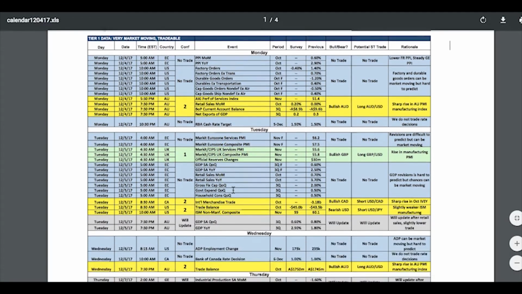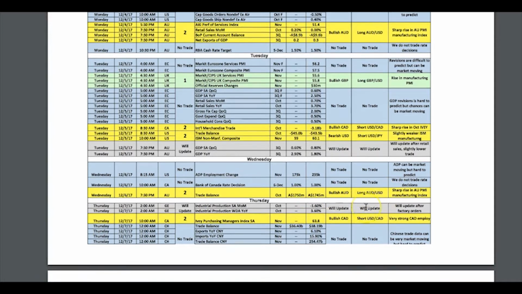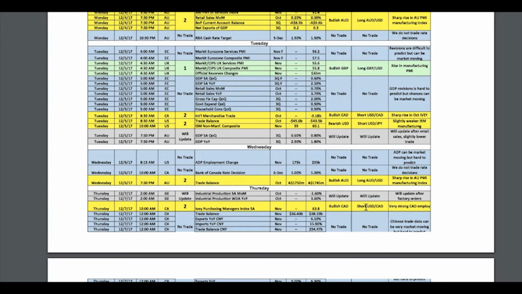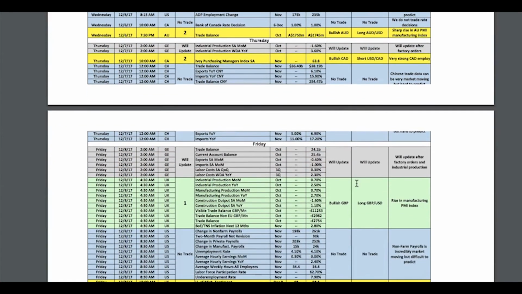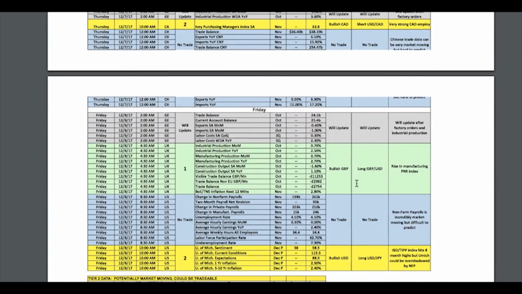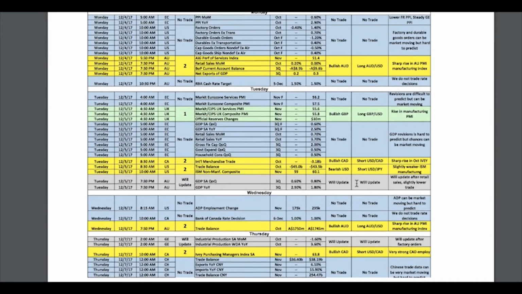Moving on, there's literally nothing else of any import in commodity dollar land. We have AIG purchasing, merchandise trade balance out of Australia, which Kathy is bullish on because of the PMI manufacturing numbers. And that's it. There's no CAD data at the end of the week. There's no Kiwi data at all. It's really front-loaded with Aussie data.